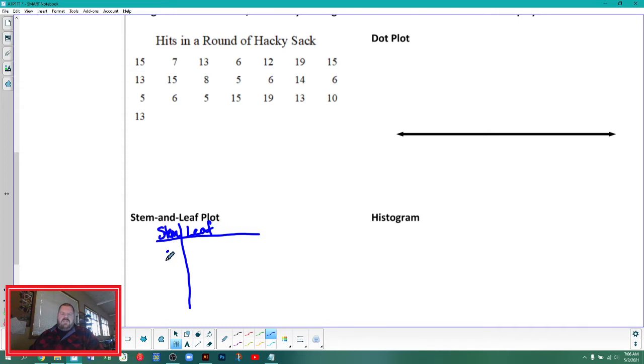So for 0 stems, I've got 1, 2, 3 fives: 5, 5, 5. And it looks like 4 sixes. 1, 2, 3, 4. And I see a 7 there. Oh, and an 8.